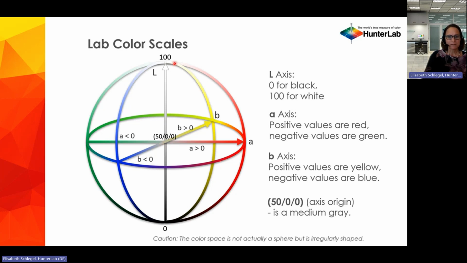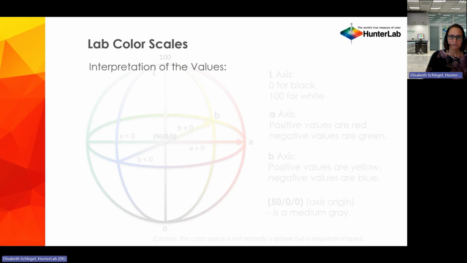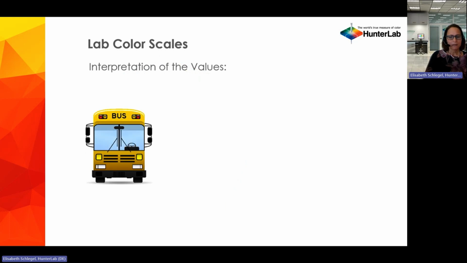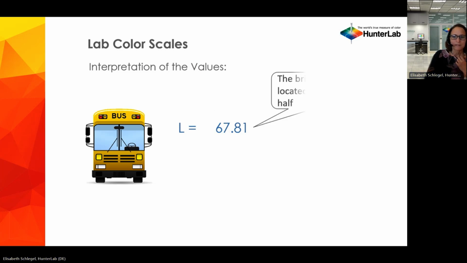And as I told beforehand, it's not really a spherical shape, but it was easier to show it like that. It's irregularly shaped. And if we look now, for example, at our example with the yellow school bus, if we show this now on the LAB scale, it's easy to understand the color. I have an L value of 67, so 68 about. That means I'm in the upper hemisphere of the sphere, so it's a rather light color. The brightness in the upper sphere.